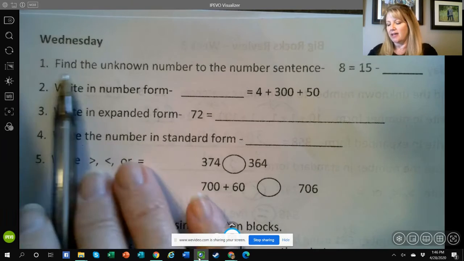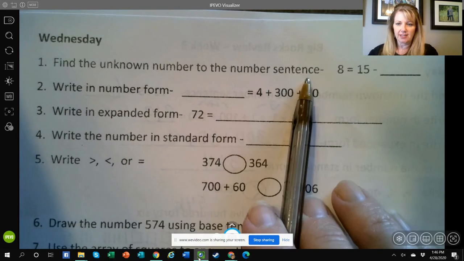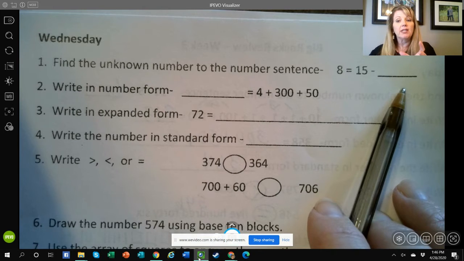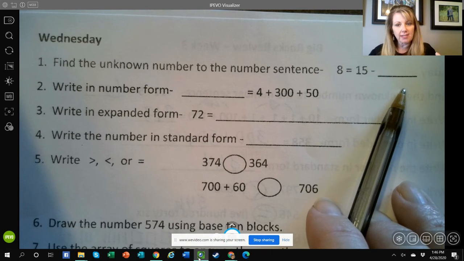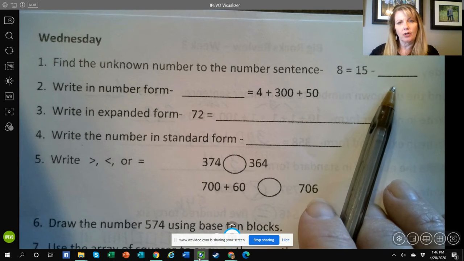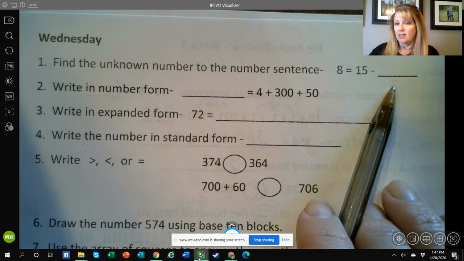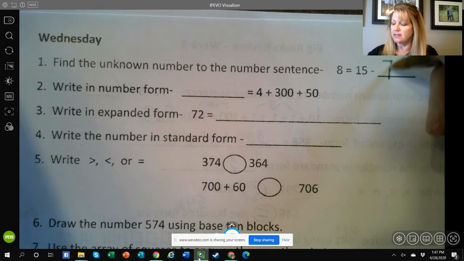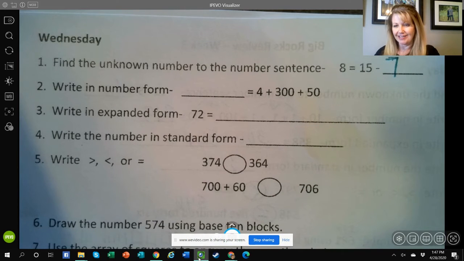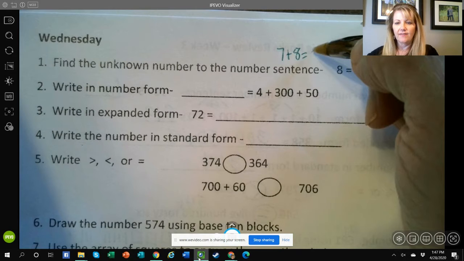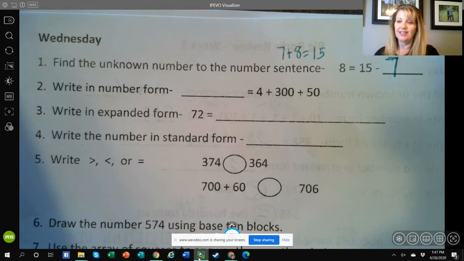It says, find the unknown number to the number sentence. 8 equals 15, take away something. So we have 15 to begin with. We take away something and we're left with 8. So what would go in here? I think it's 7. And I could check that by adding 7 plus 8. Is 7 plus 8 15? It is, so I know I'm right.